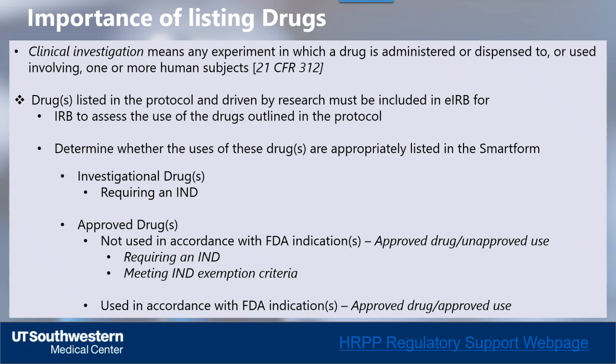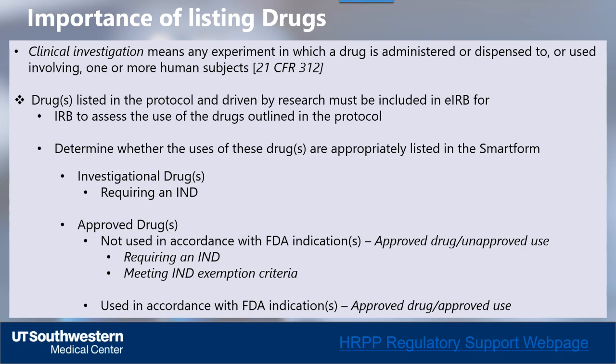Okay, the importance of listing drugs. HRPP staff are often questioned as to why certain drugs need to be listed in EIRB. I'll provide a high-level view for why this is necessary. According to the FDA, a clinical investigation means any experiment in which a drug is administered or dispensed to, or used involving, one or more human subjects. This means that all drugs mentioned in the study protocol are protocol-driven and must be included in EIRB.